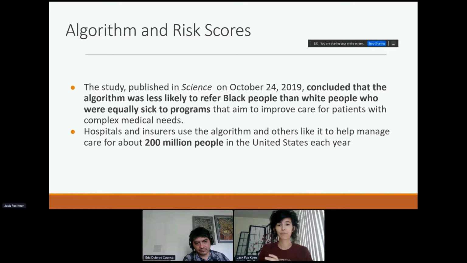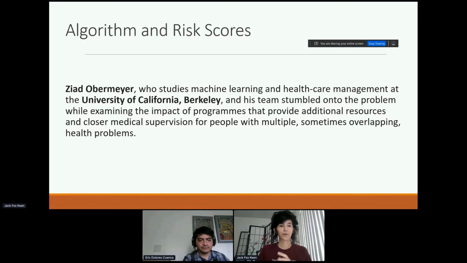to refer Black people than white people who were equally sick to programs that were supposed to improve care for patients with complex medical needs. Hospitals and insurers use the algorithm and others like it to manage healthcare for over 200 million people in the United States every year. And so the researcher, Ziad Obermeyer, was studying machine learning and healthcare management at UC Berkeley, and his team was the team that found this problem while examining the impact of the programs that provide additional resources and closer medical supervision for people with multiple and overlapping health problems.